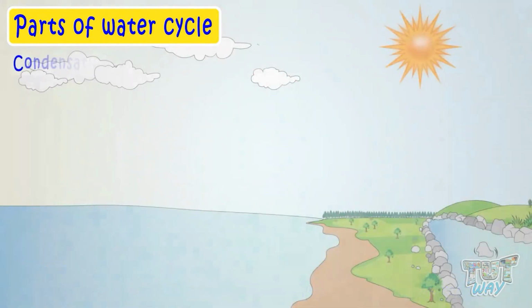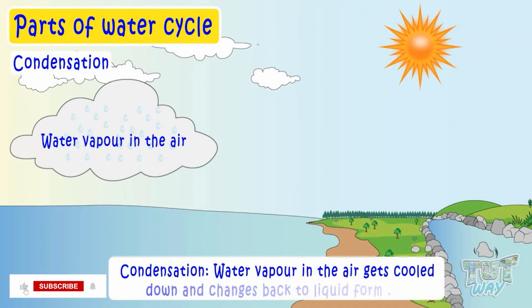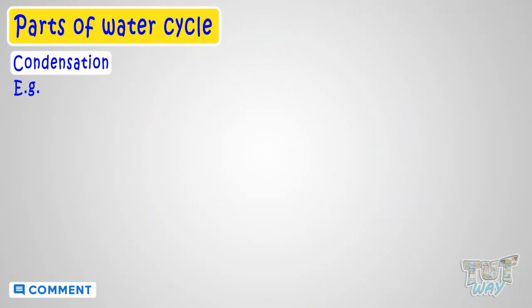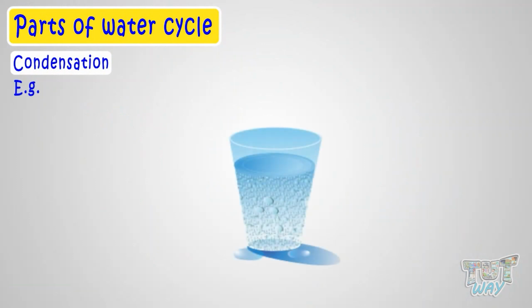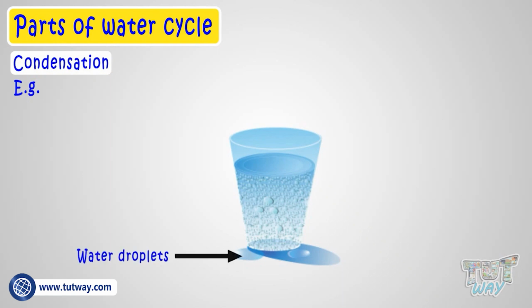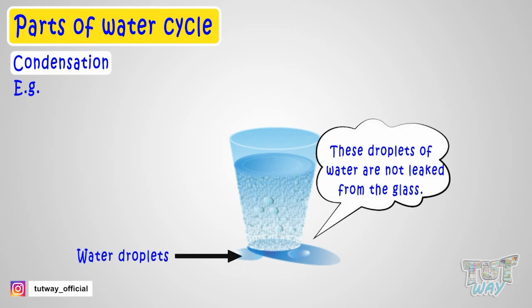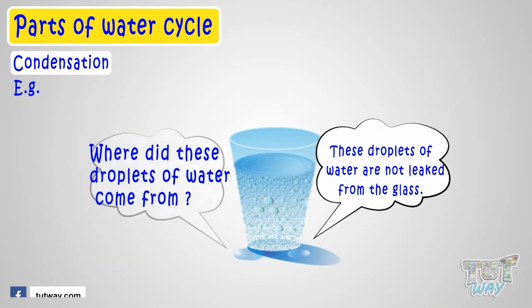Water vapor in the air gets cooled down, then changes back to liquid form. This is called condensation. Here is a very good example of condensation. A cold glass of water with tiny droplets of water outside it. These droplets of water have not leaked from the glass. So then, where did they come from?